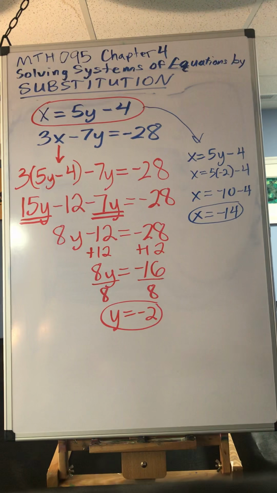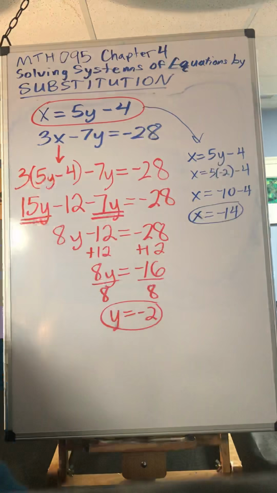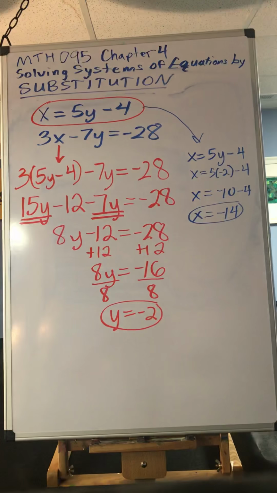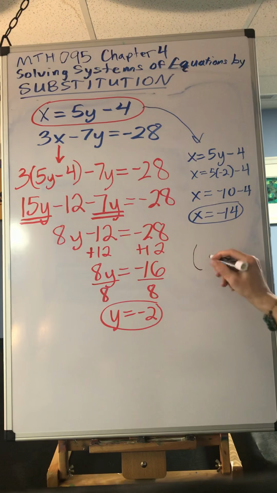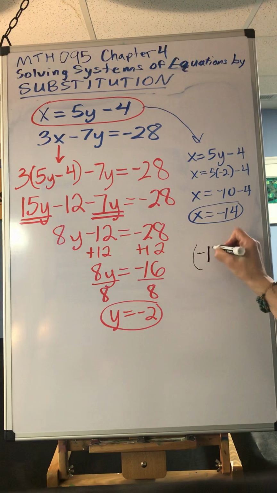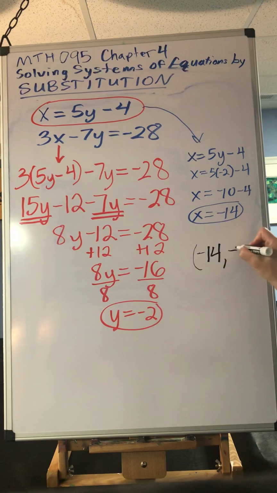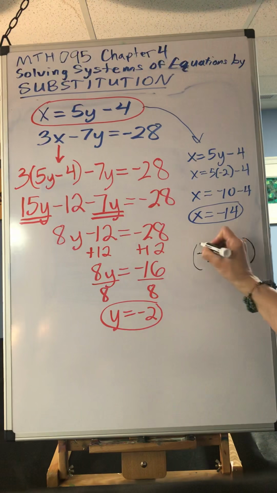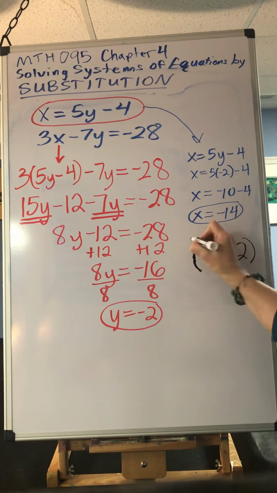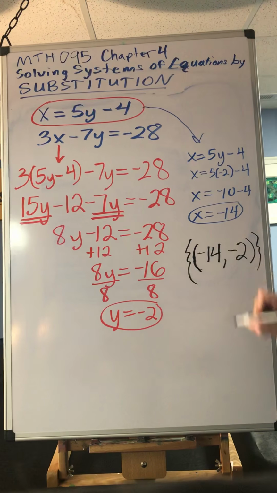So our solution for the system, x is negative 14, y is negative 2. And I'm going to put that in curly brackets to indicate that it is a solution. Now, at this point, we're done. We really should check to make sure that this is indeed the solution.